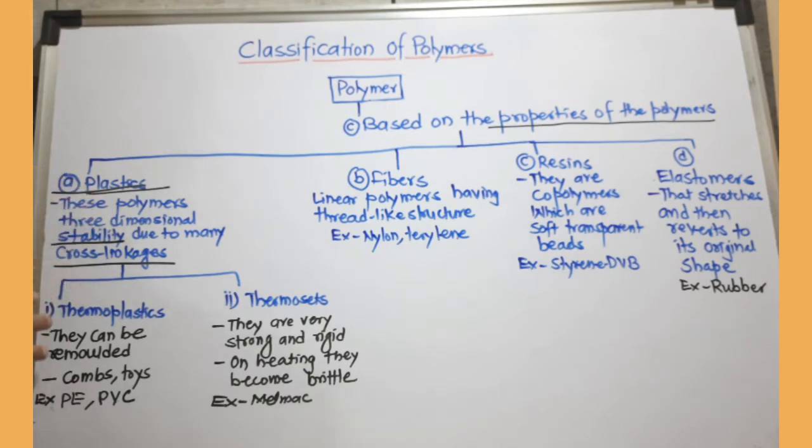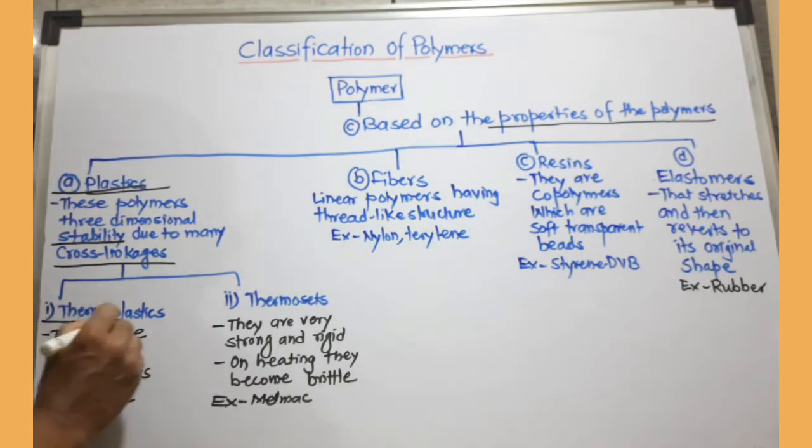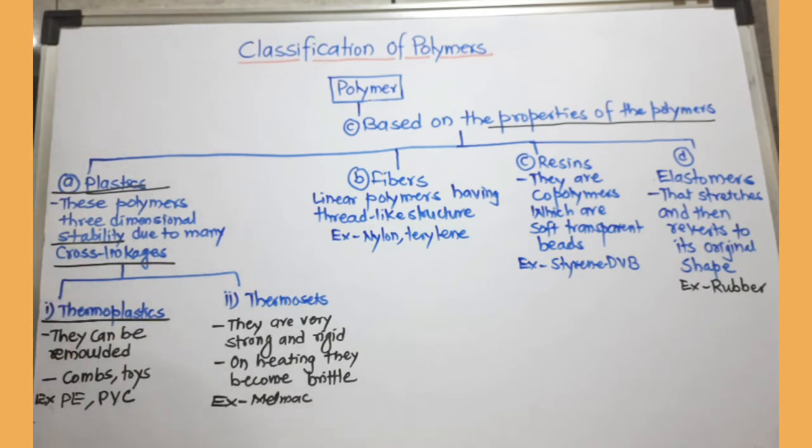The plastics are again divided into two types, thermoplastics and thermosets. Thermoplastics have two regions, a crystalline region and a non-crystalline region. They are hard at room temperature, but when heat is applied, they become soft. Because of that property, they can be remolded. With that property of remolding, we can prepare combs, toys, or many other utensils. Polythene, PVC, polypropylene are thermoplastics.